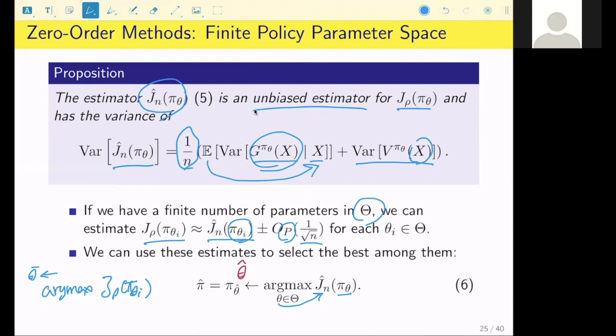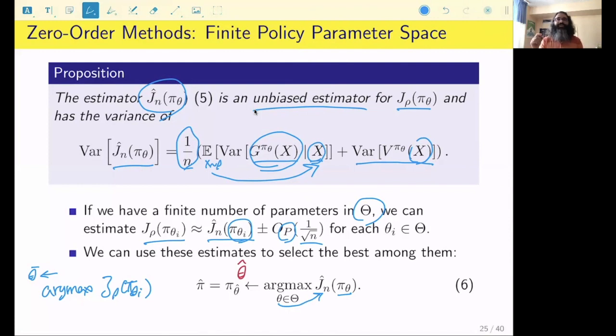Is the first expectation over rho and the variance as well? Yes, you mean this one? So that would be x coming from rho. But the variance is conditioned on x. So the randomness of it is not coming from rho, because x is already selected according to rho.